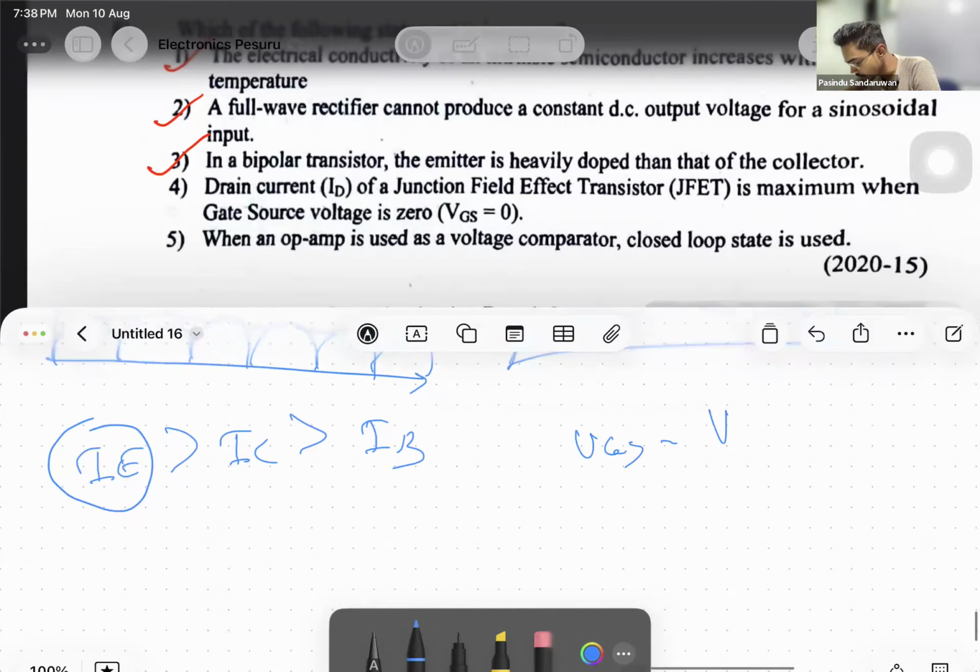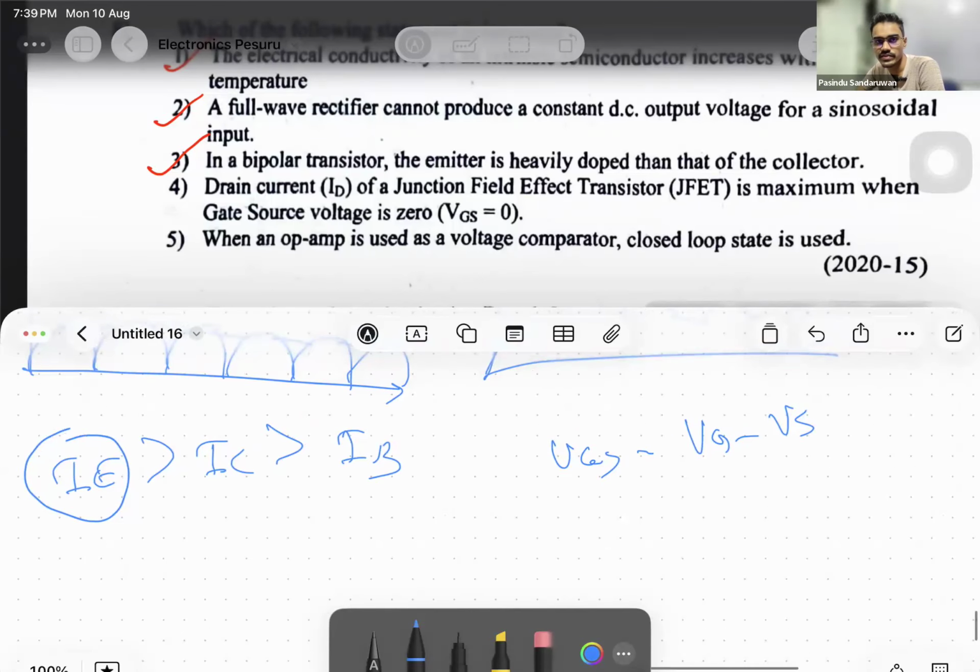Because VGS equals VG minus VS, right? Then if VGS is 0, which means VS equals VG. 4 is also correct.